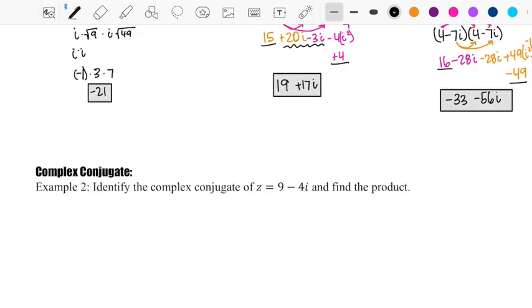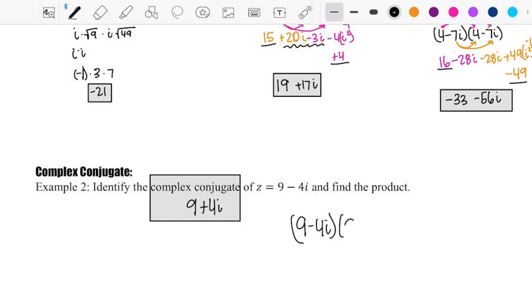For complex conjugates, all we have to do is change the sign in front of the i term. So the complex conjugate of this z, 9 minus 4i, is 9 plus 4i. That is the complex conjugate. Now it also wants us to find the product of the two. So we're going to do 9 minus 4i multiplied by 9 plus 4i.